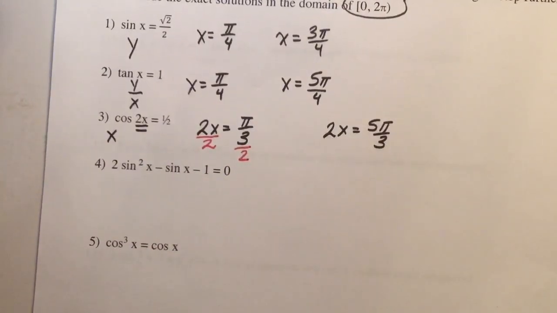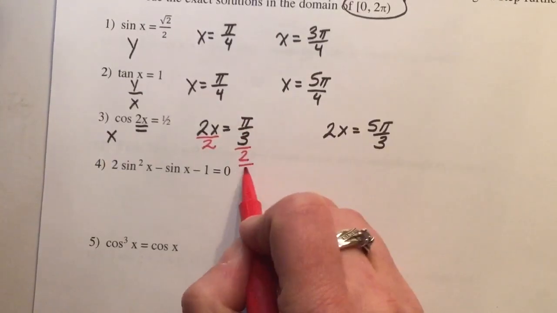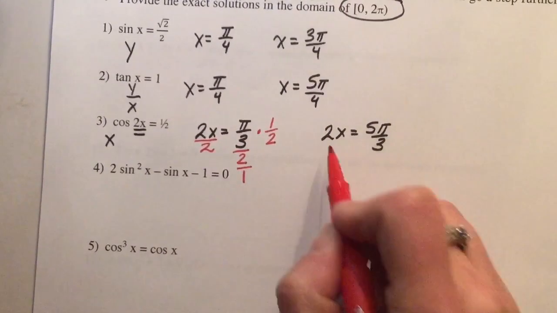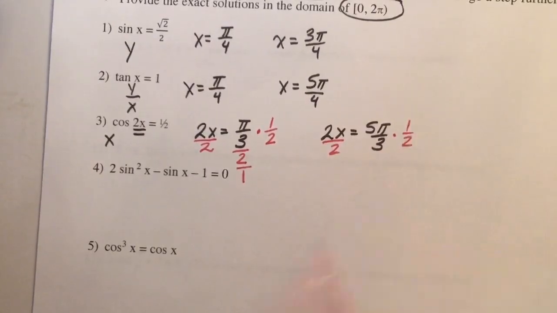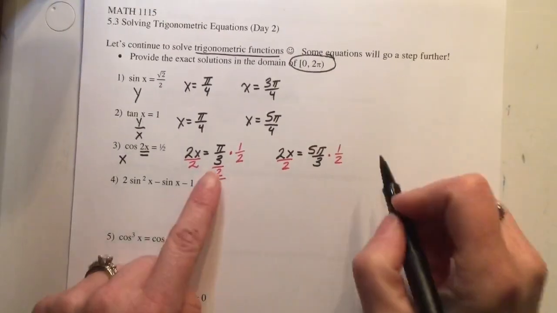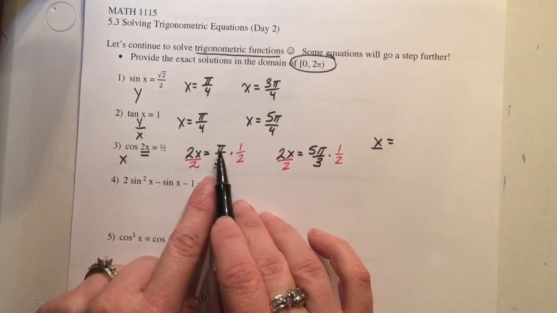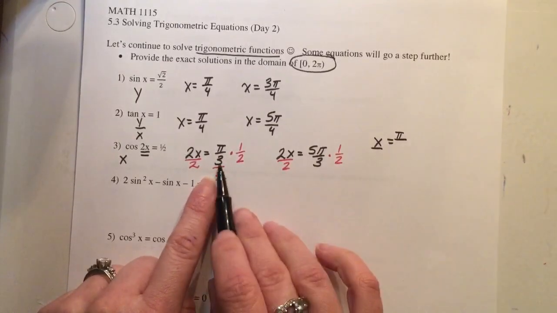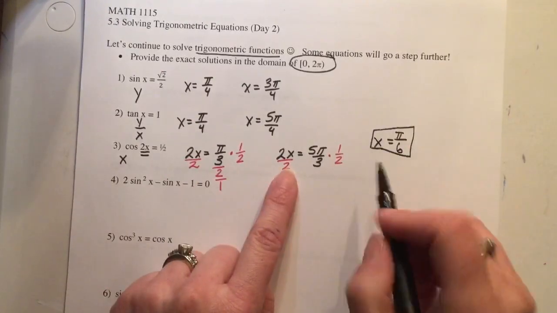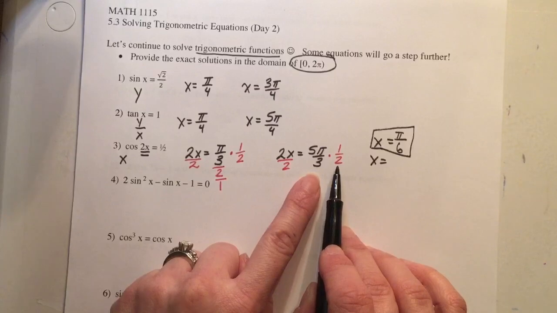Well, if you're dividing fractions, that's the same thing as multiplying by the reciprocal. So if I divide by 2, that is the same thing as multiplying by 1/2. And the same thing is going to end up happening on the other side. So in order to find my two solutions, what I need to do is cancel the 2. So I'd have x equals, when I multiply by 1/2, pi times 1 is pi. 3 times 2 is 6. So x equals pi over 6. Here, in order to cancel the 2, I'm multiplying by 1/2 because that's the same as dividing by 2.